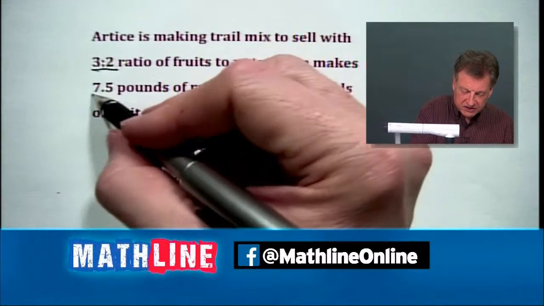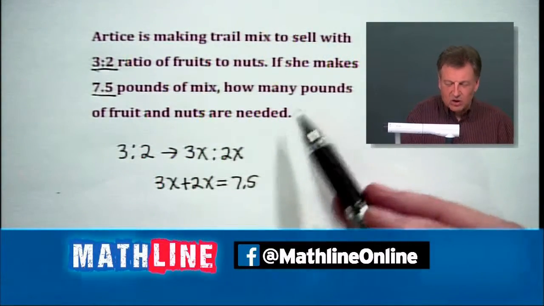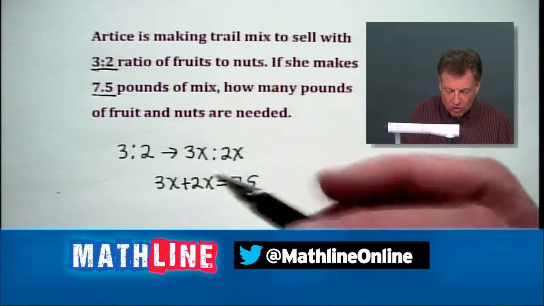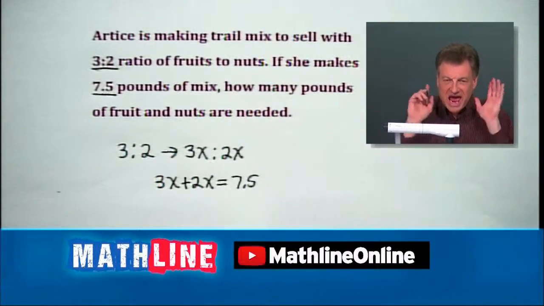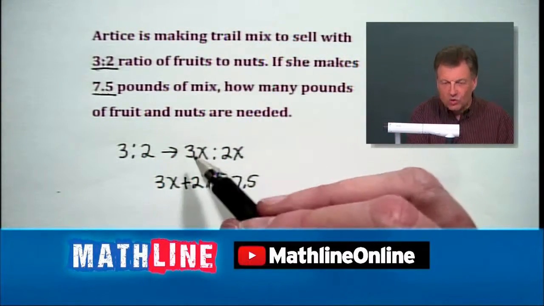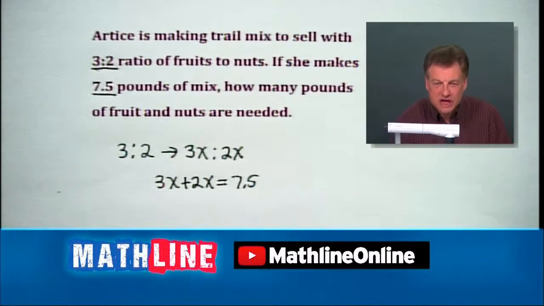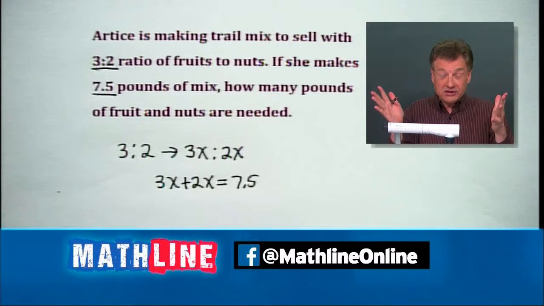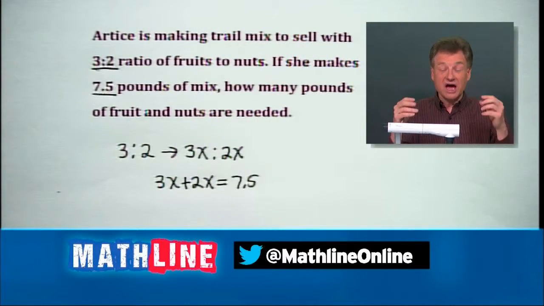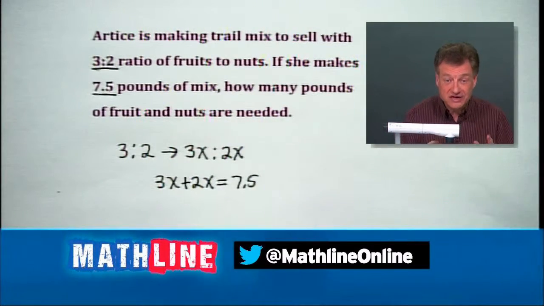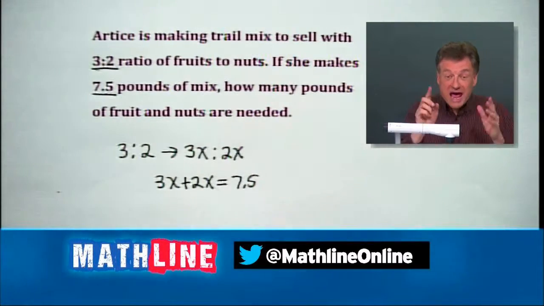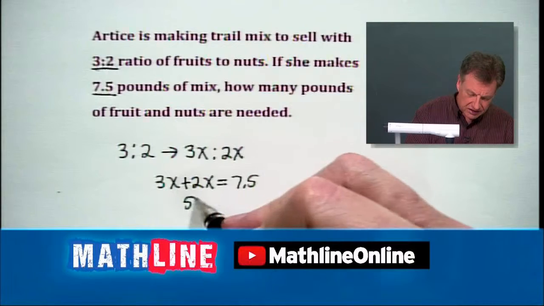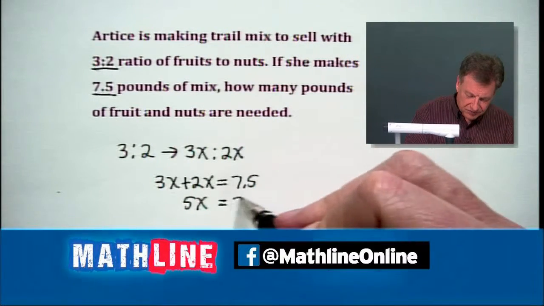You're making 7.5 pounds of mix. We want to know how many pounds of fruit and nuts are needed, all right? So what we're going to have to figure out is not just x, but we're going to have to come back and say, oh, what's 3 times x? What's 2 times x when we get the final answer? Now, the answer is going to be pretty easy to come up with. The x part is, again, we got to apply it back to the context of our problem. So 3x, 2x, ding-a-ding-a-ding, oh, 5x, right? That was easy. Just add the like terms, right?